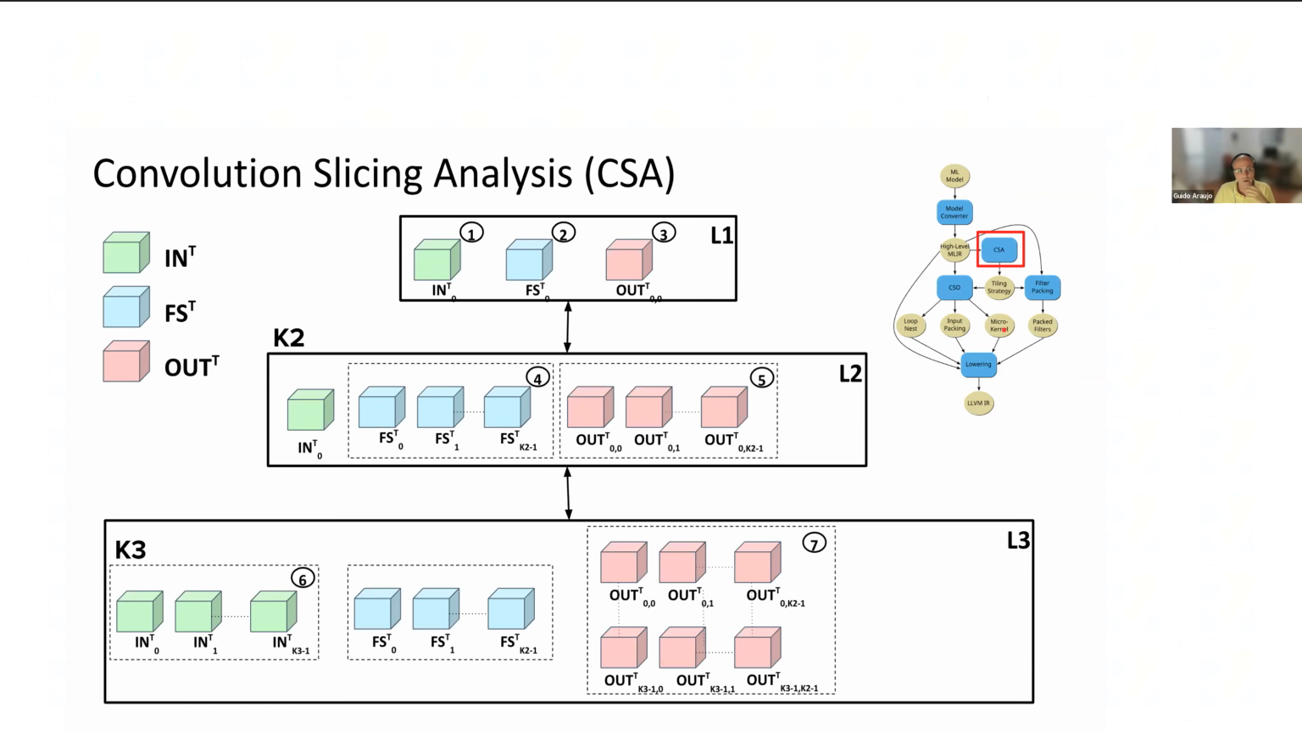All right, let's give a very short example. The notation here is as follows. The green cubes here are tiles. The T here indicates tile, and the blue here is filter set tiling, and the reddish here is output tiles. So these are tiles, little cubes. And in our convolution slice analysis, we run this little optimization algorithm in which we want to determine the K2 and K3 parameters. And how does it work?